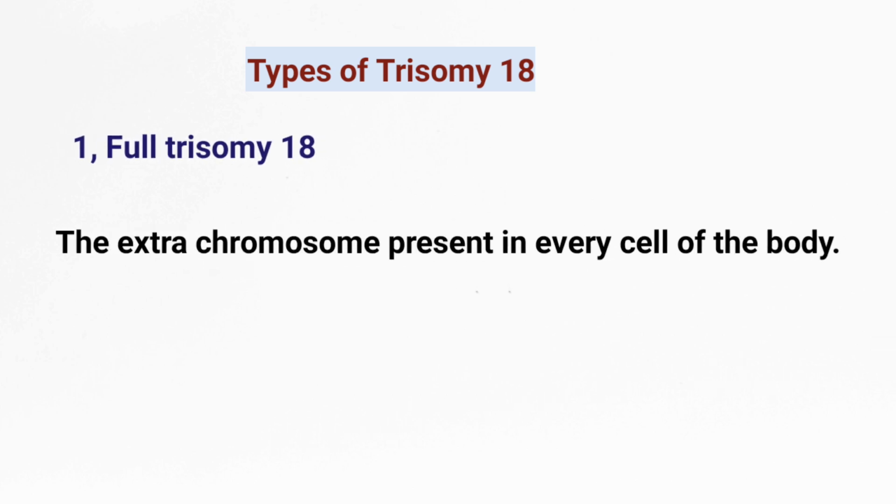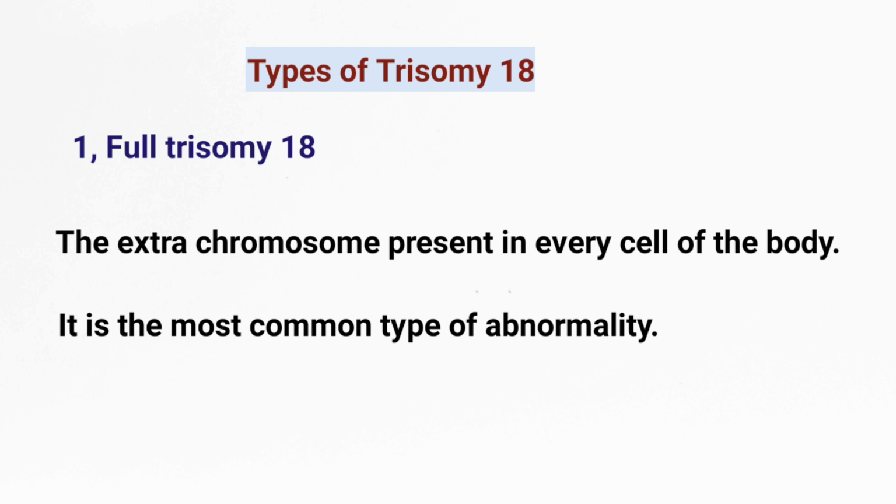Types of trisomy 18. Full trisomy 18: the extra chromosome is present in every cell of the body. It is the most common type of abnormality.